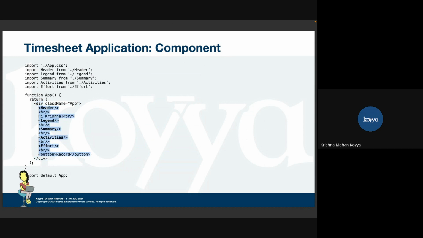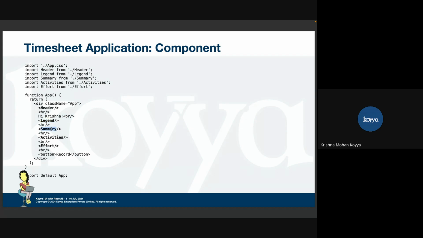What are those child elements? A header. Look at this H, it is in caps. It means it is not a simple HTML tag. It is a React component tag, which is defined in a separate file with this name. Similarly, after that, hi Krishna. Currently, I am leaving it as it is. Then I think I need to remove this. In that place, I need to keep the legend. This is a typo, an error. I need to remove this, and in this place, we have this legend.